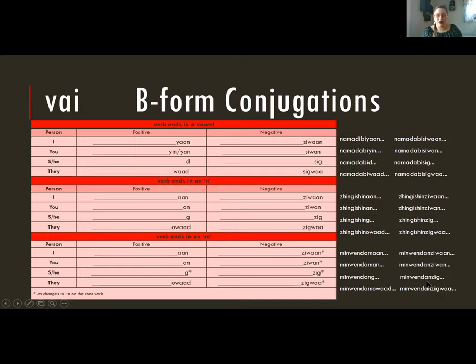Minwandam, minwandan zig. Minwandamawad, minwandan zigwa. So those are the B forms for VAIs.